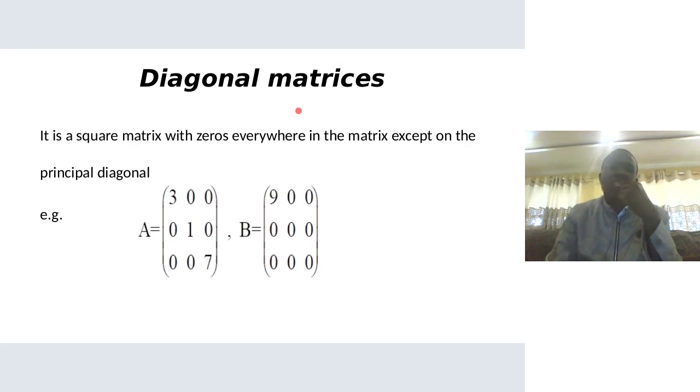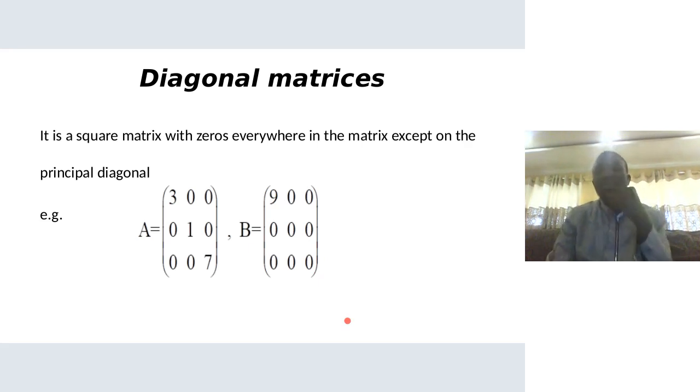The other property is diagonal matrices. Now, for a diagonal matrix, it must be a square matrix. So this is the first condition, that it must be a square matrix, but the only difference is that it has zeros everywhere except on the principal diagonal. In some books, the principal diagonal is also known as the leading diagonal. So if you look at my cursor, the leading diagonal is what I'm showing there, the 317 in matrix A, and then the 900 in matrix B.